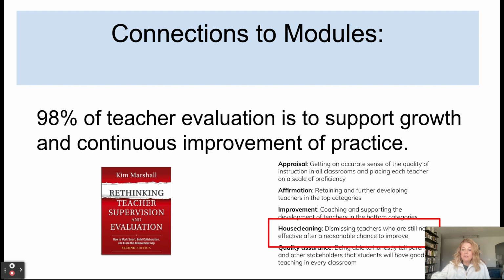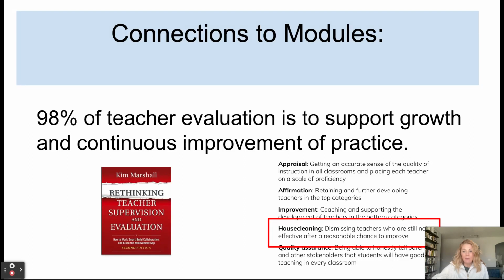As we learned in the first 2 weeks of our course, evaluation itself serves several different purposes, and 98% of teacher evaluation is to support teacher growth and continuous improvement of practice. 2% of evaluation is going to be spent addressing ineffective teaching practices.